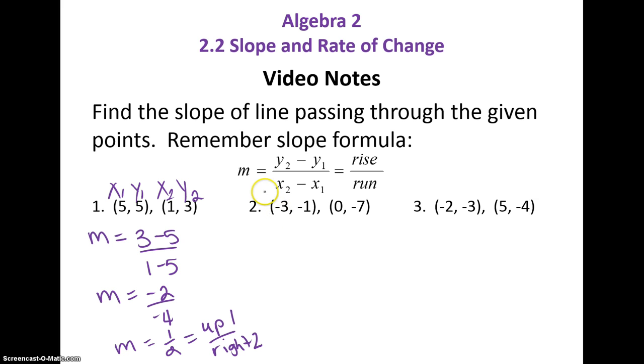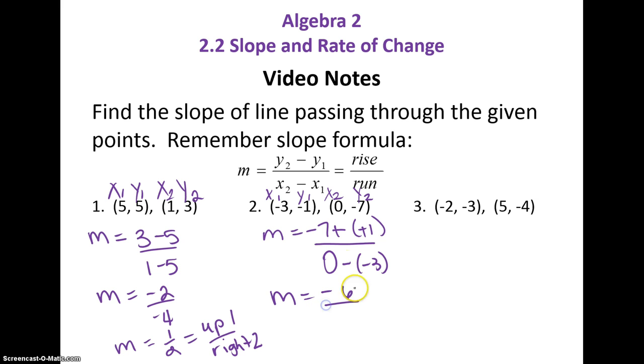Number 2, first thing again, label your points, x1, y1, x2, y2, and we use the formula, y2, so -7 minus -1 over 0 minus -3. Now be careful with your signs because negative turns into a positive, so our slope would be -7 plus 1, or -6 over +3, which is -2.